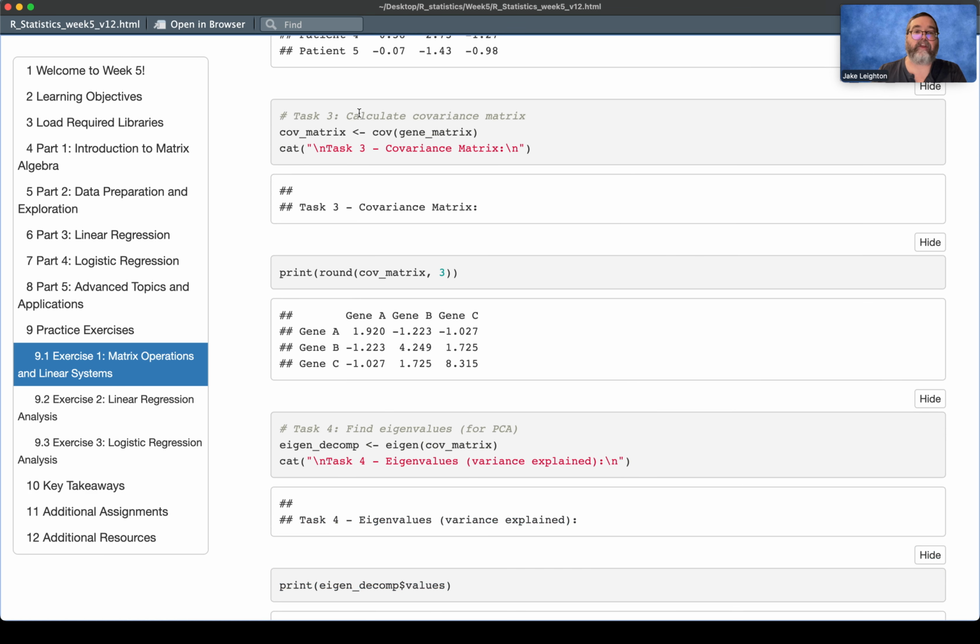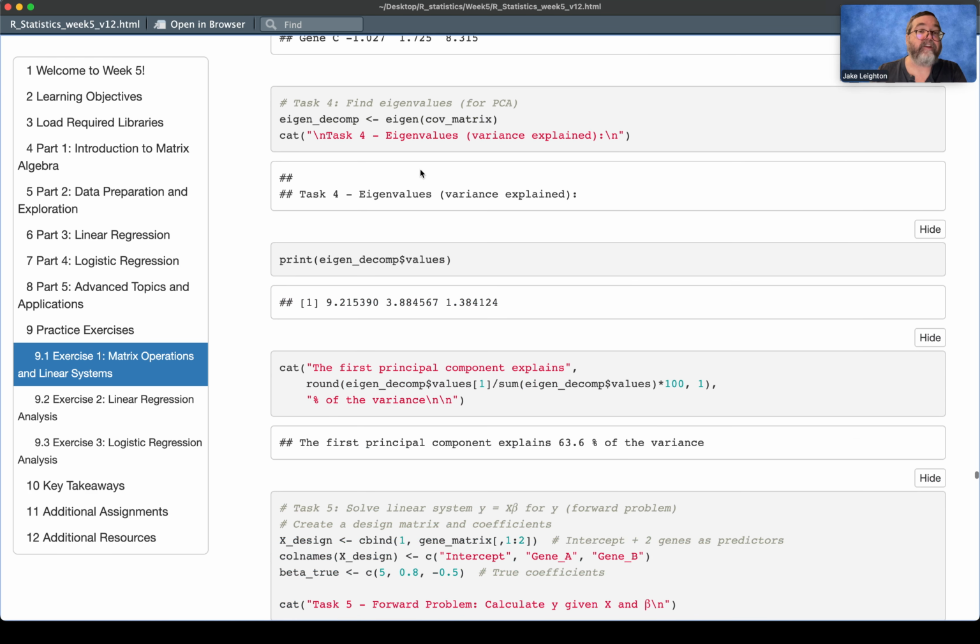And then the covariance matrix we talked about a little bit earlier. If I want to calculate a covariance matrix, I put in my matrix and just do COV. And that gives me my covariance. You can see gene A has a variance of 1.9, while gene C has a variance of 8.3. Likewise, AB is negative 1.2, and so on. So that gives you all the variances for the matrix.